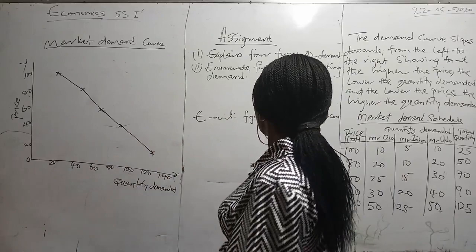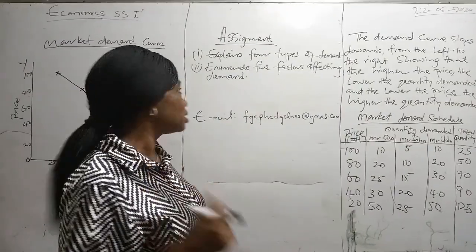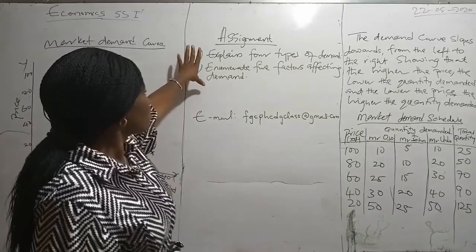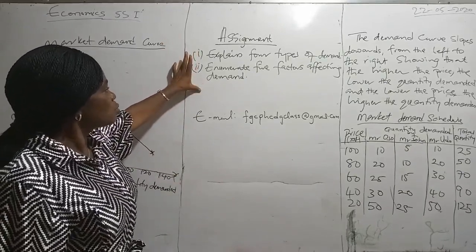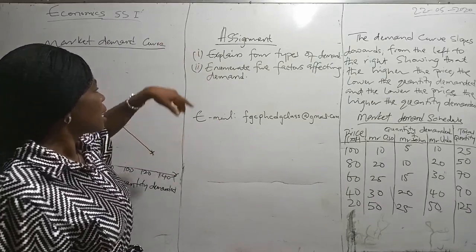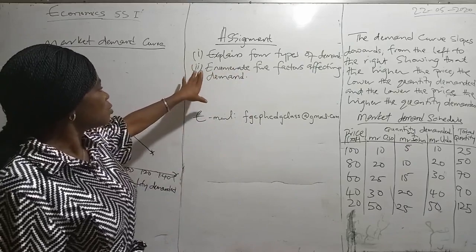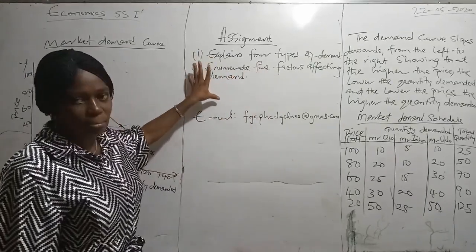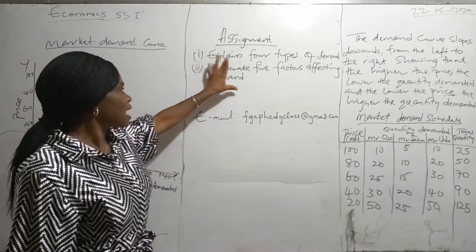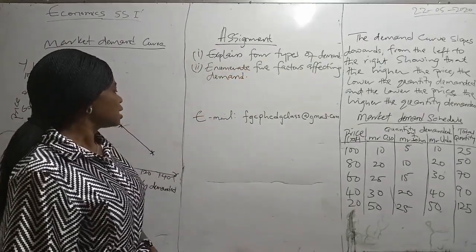So with this, I'm sure you have enjoyed the lesson. And for your assignment, we have 2 assignments for you. Number 1, explain 4 types of demand. Number 2, enumerate 5 factors affecting demand.